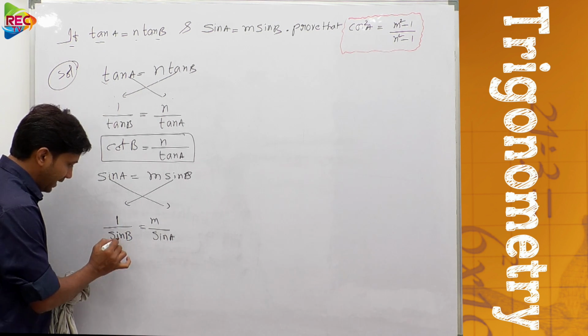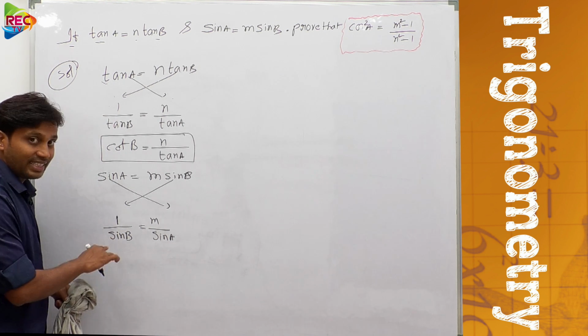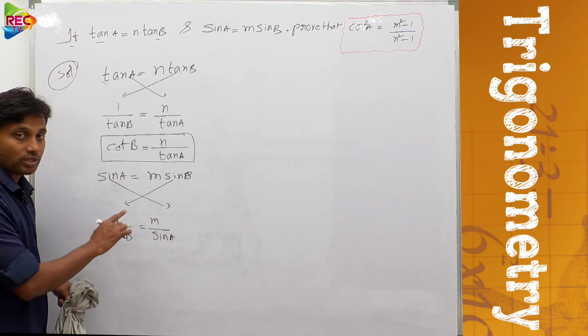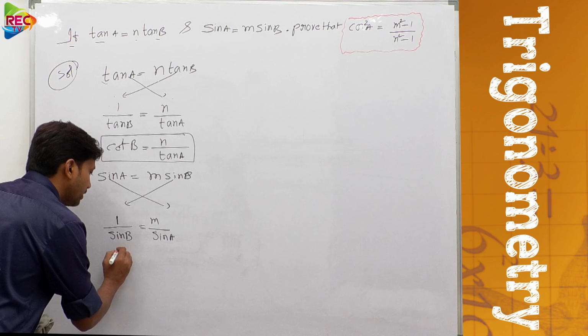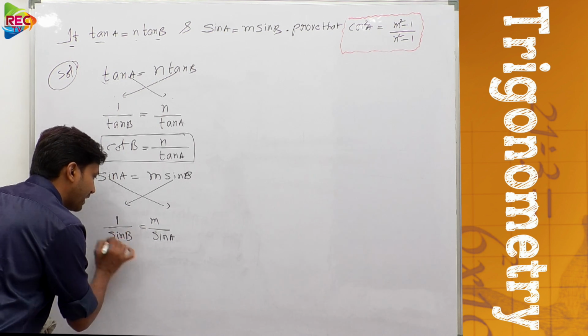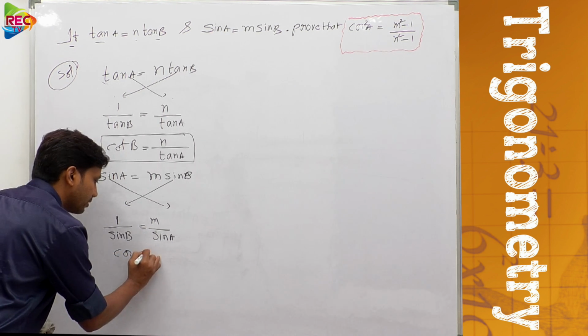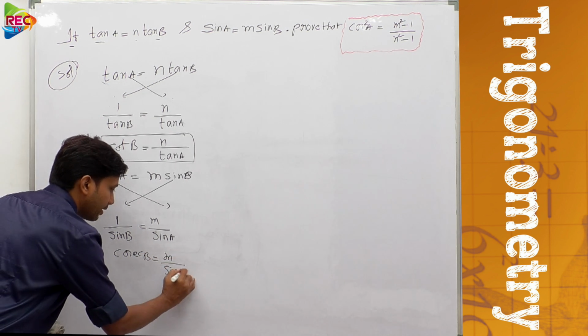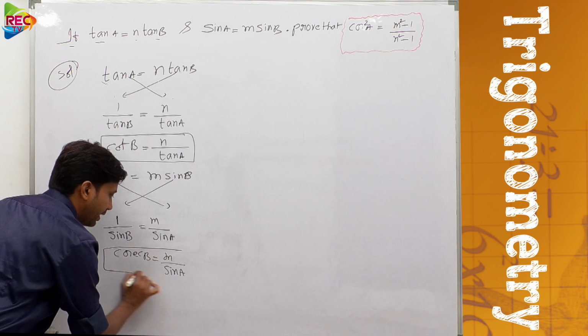Again 1 by sin B is obtained here, or not? We can write it as cosecant B, because sin B and cosecant B are reciprocals of each other. So 1 by sin B can be written as cosecant B here, equal to m by sin A. Now this is another condition.